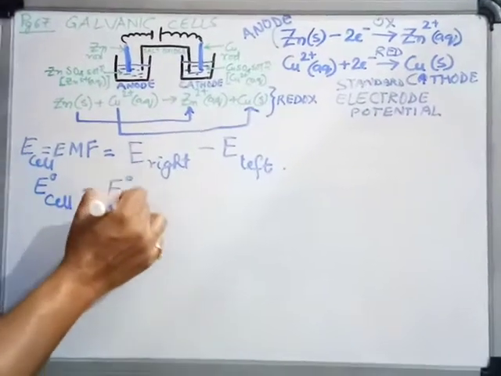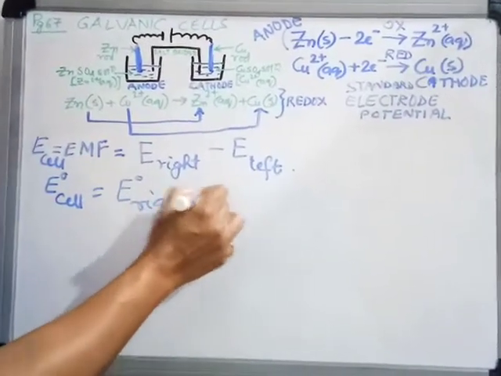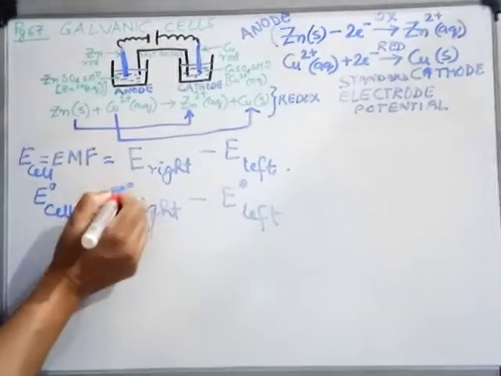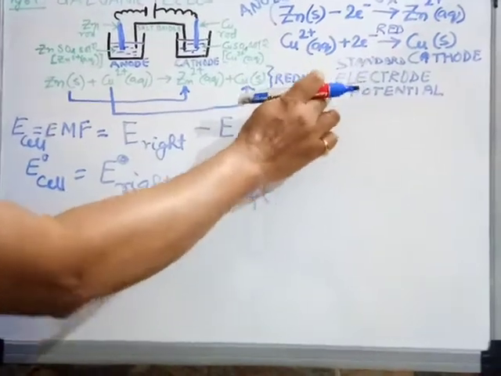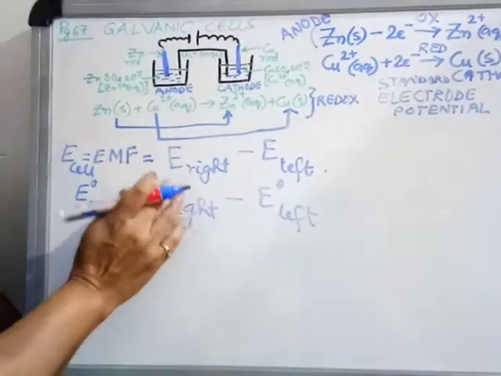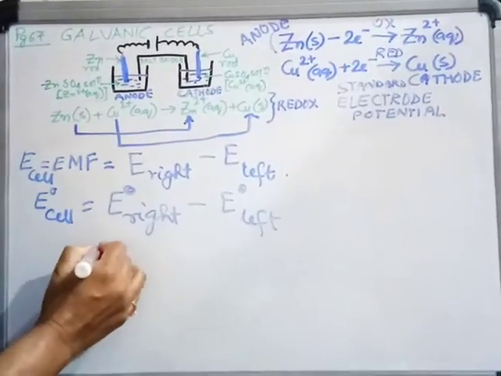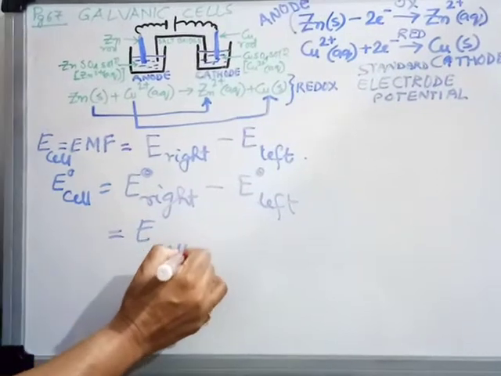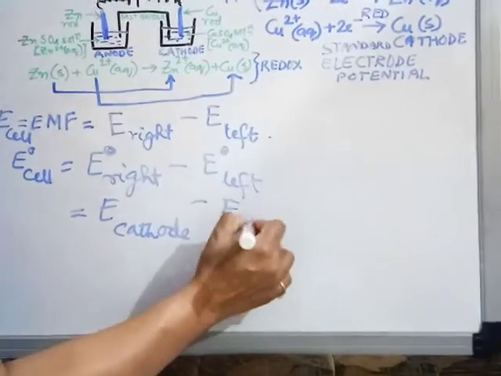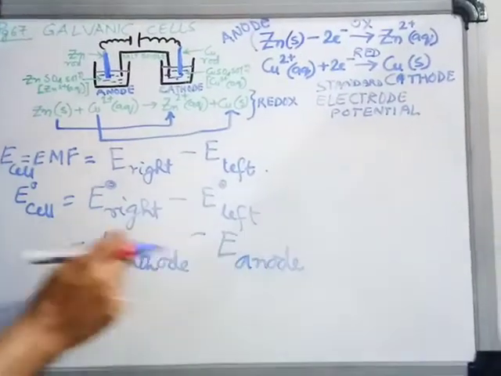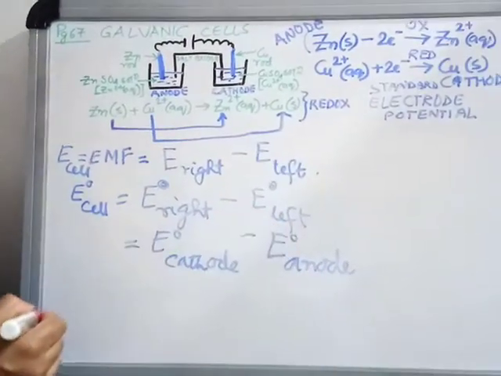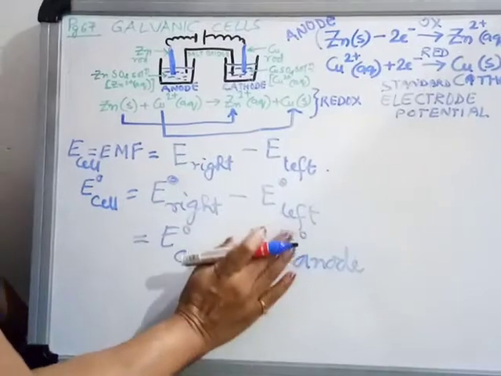So it will be E0 right minus E0 left. Whenever we put the not sign, it indicates standard electrode potential. Now, instead of writing like this, we could also write either E cathode, because you know the right sided one is called the cathode and the left sided one is called the anode. So we can write E cathode minus E anode, or E0 cathode minus E0 anode. This is also another way of representing it.